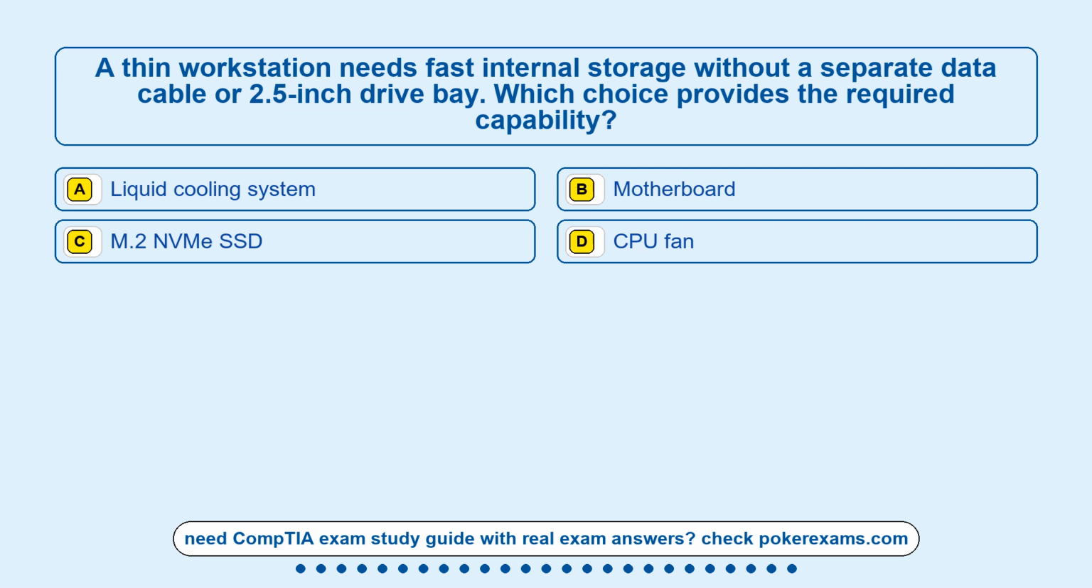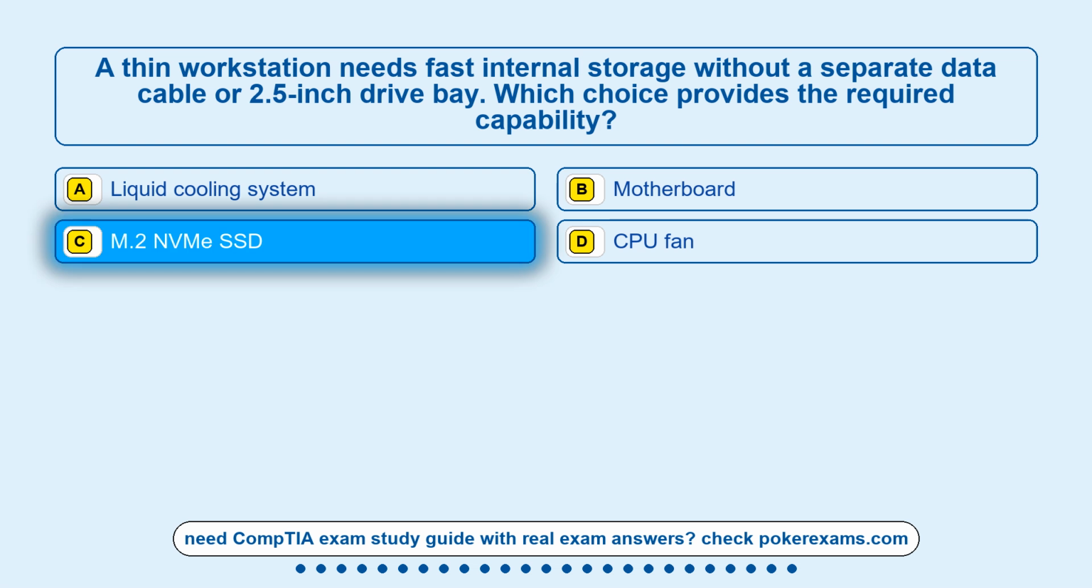Question 16. A thin workstation needs fast internal storage without a separate data cable or 2.5-inch drive bay. Which choice provides the required capability? Option A. Liquid cooling system. Option B. Motherboard. Option C. M.2 NVMe SSD. Option D. CPU fan. The correct answer is option C.